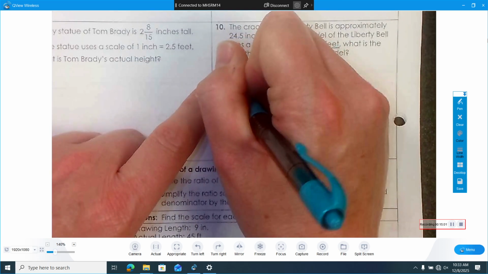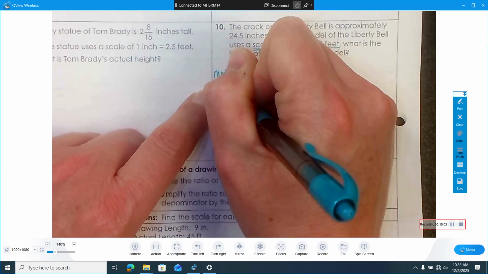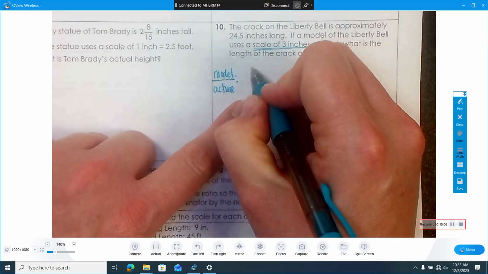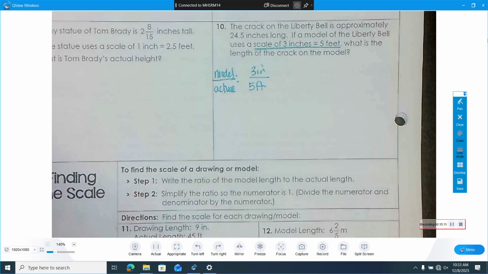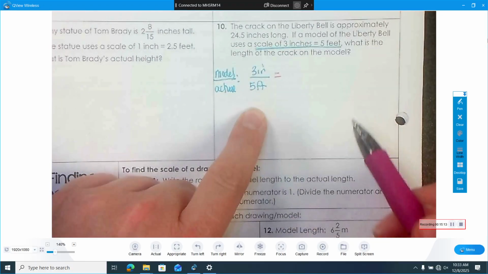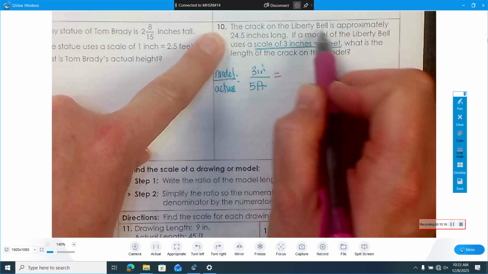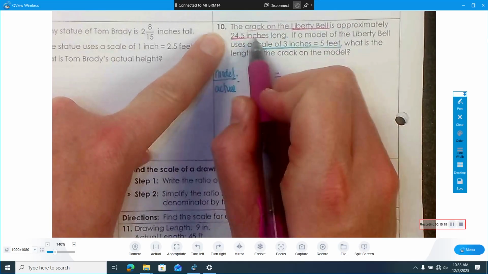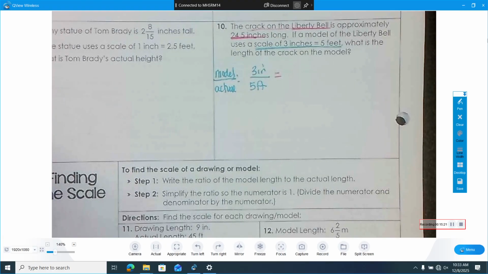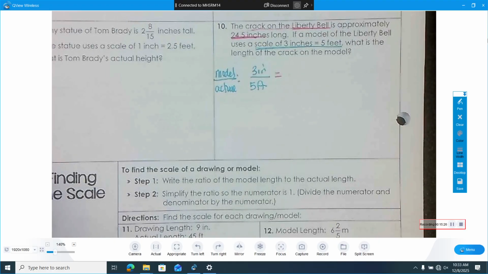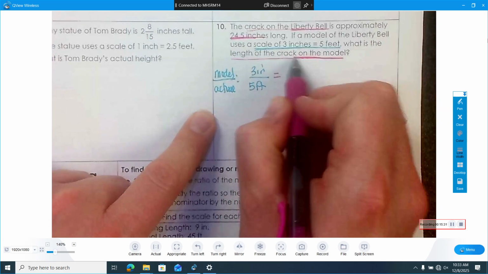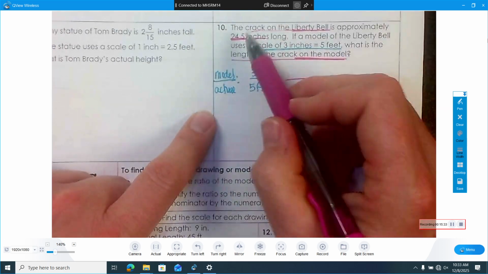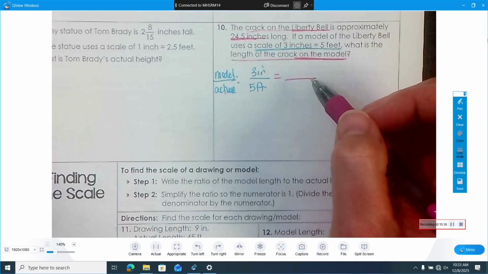So again, we have our model over our actual. The model is 3 inches in size. The actual is 5 feet in size. And they just gave us information about the actual Liberty Bell. The crack on the Liberty Bell is 24.5 inches long. So we want to know what is the length of the crack on the model. So where does this 24.5 inches go?